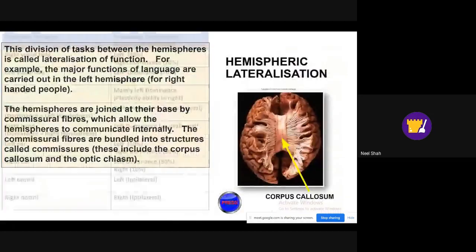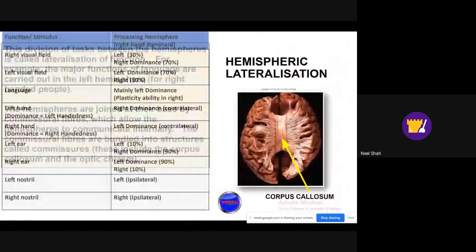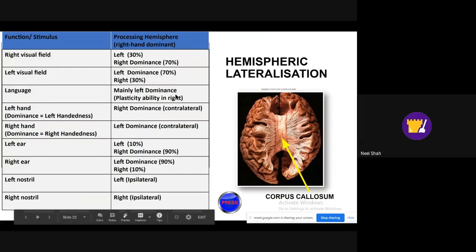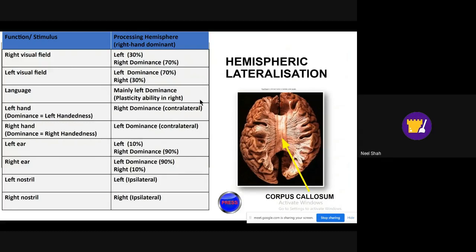So what you tend to see as well is you have different visual fields. So you have basically what you can see on the right side and what you see on the left side of the brain. Like I mentioned, it kind of switches over from the side of the brain to what you're actually seeing, and there is a study that will demonstrate that as well. Language, for example, is left dominance, generally the left side of the brain, but plasticity ability is in the right.